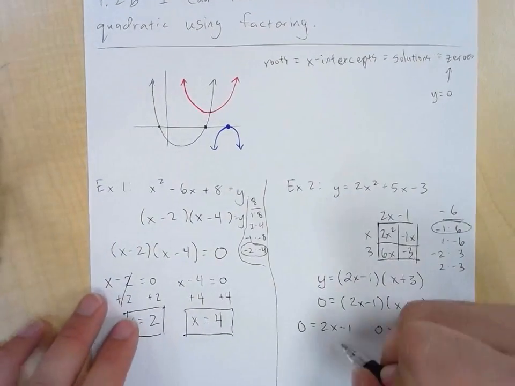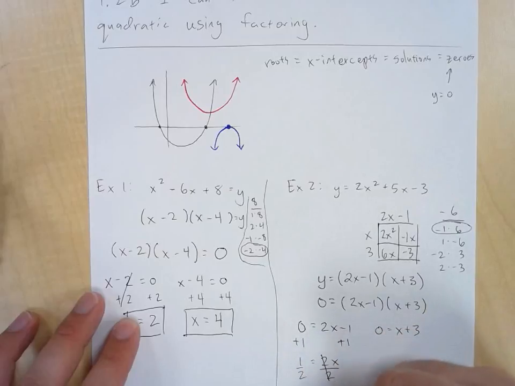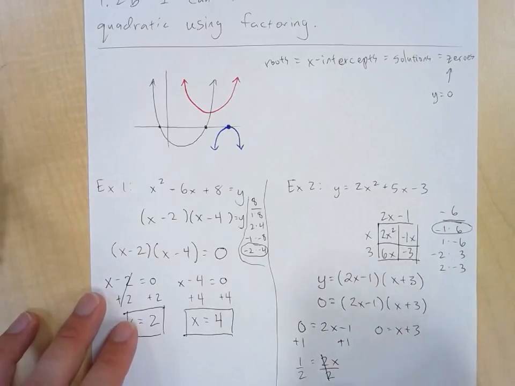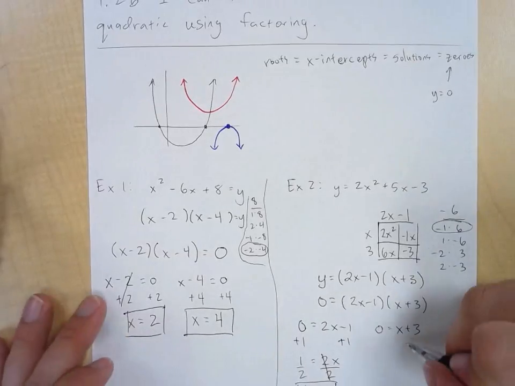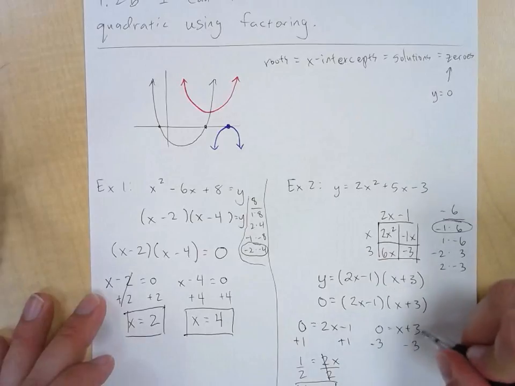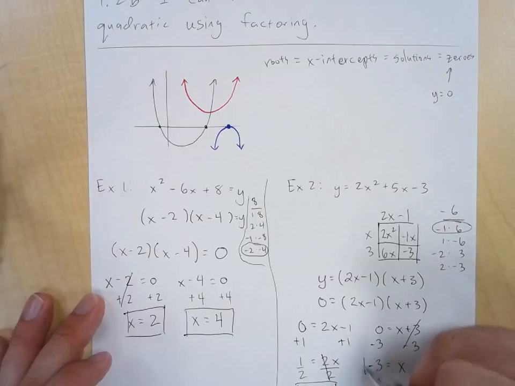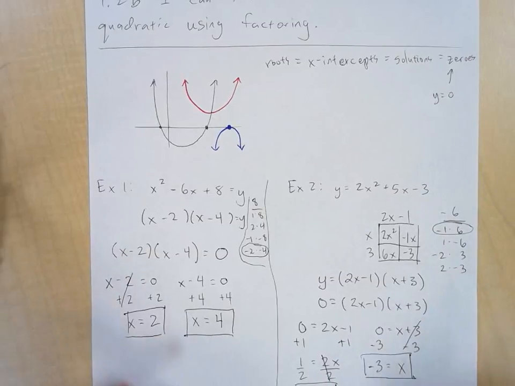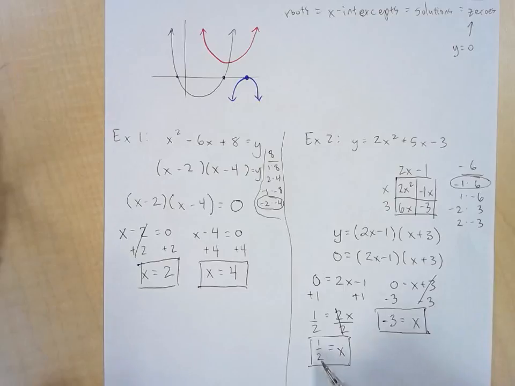Solve each of these with our old Algebra 1 skills. Add 1 to both sides, we get 1 equals 2x. We're going to divide by 2, so we get x equals 1/2. Leave it in fraction form because fractions are your friends. We get 1/2 for one of our roots, and for the other root we're going to subtract 3 because this says plus 3. 0 minus 3 is negative 3 equals x. So those are our roots. So 2x squared plus 5x minus 3 crosses the x-axis at x equals 1/2 and at x equals negative 3. Alright guys.